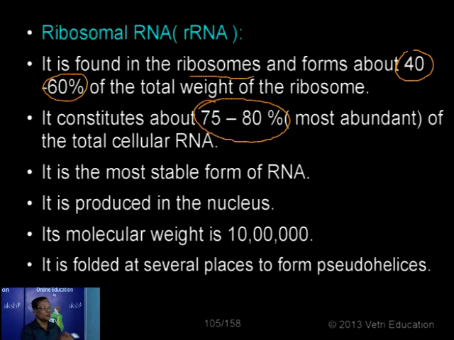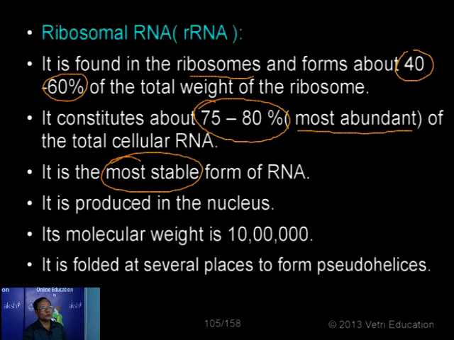So it is the most abundant RNA. So out of 100%, you see the value. Comparing the value with that of mRNA or tRNA, it is the most abundant, having nearly 75 to 80% of the total cellular RNA. And again, which one of the three RNAs is the most stable form? It is the most abundant, most stable. And where is it produced? It is produced in the nucleus. The ribosomal RNA is normally produced in the nucleus, particularly by the nucleolus.